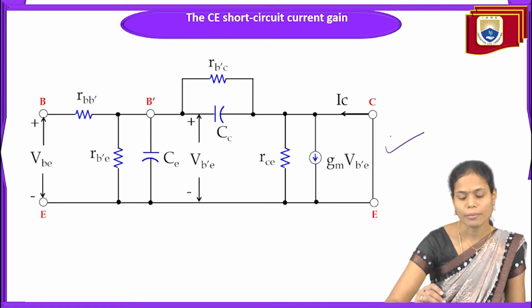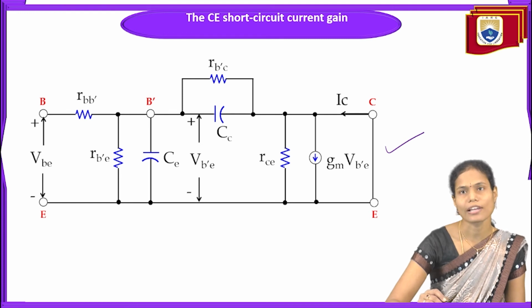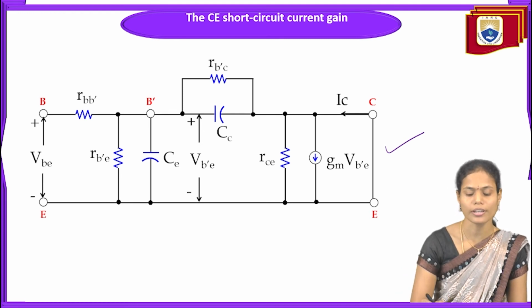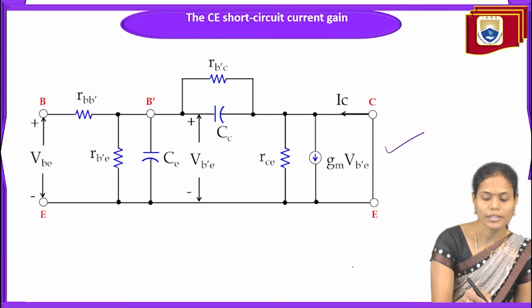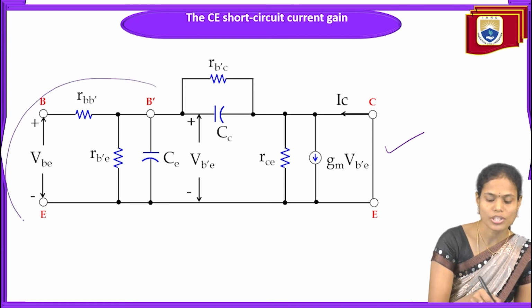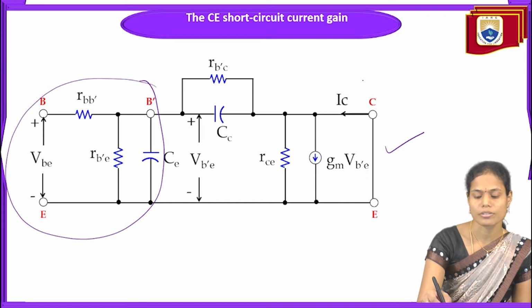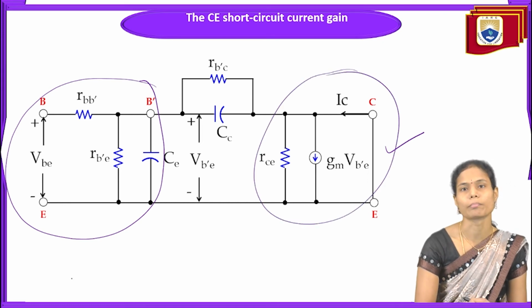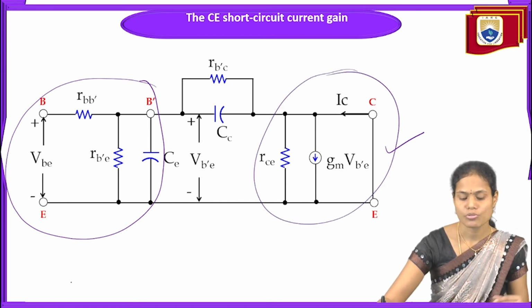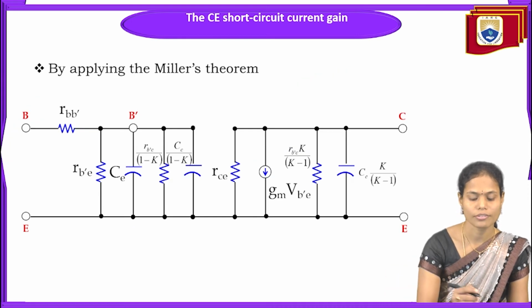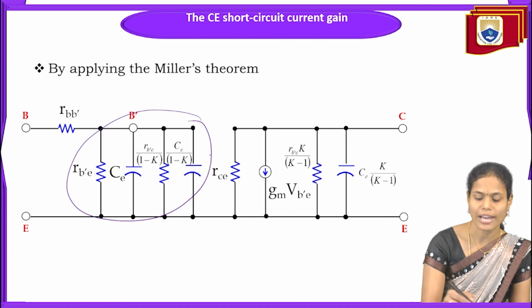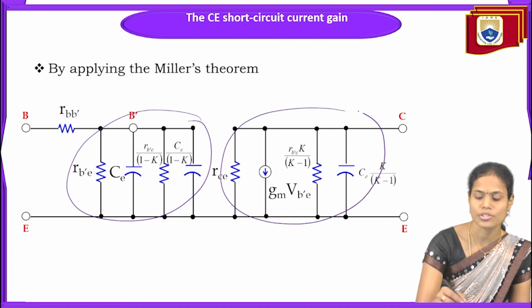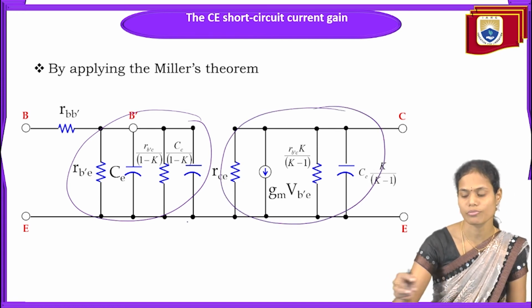From this circuit, we need to calculate the short circuit current gain now. For that purpose, we need to apply Miller's theorem to the input section as well as to the output section. After applying that, we will get these values on the input side and these values on the output side. How we got these values? We'll see.